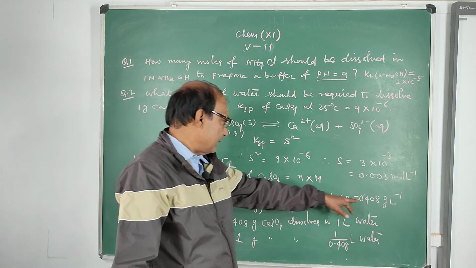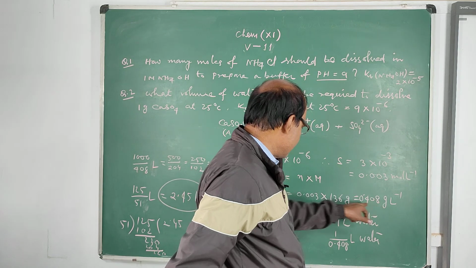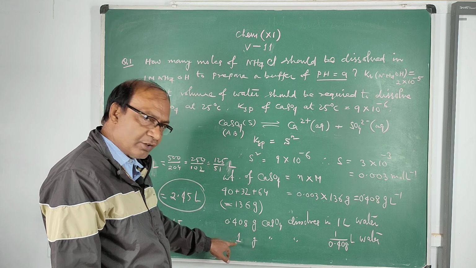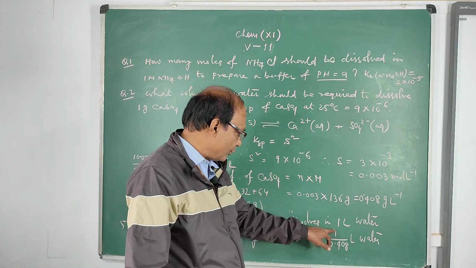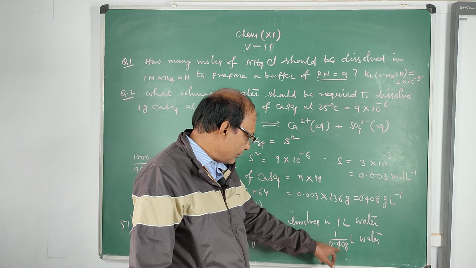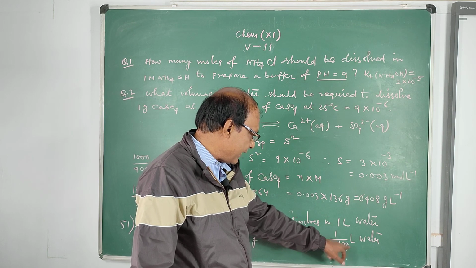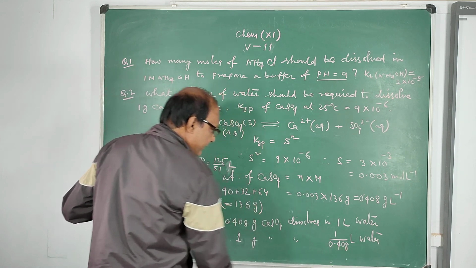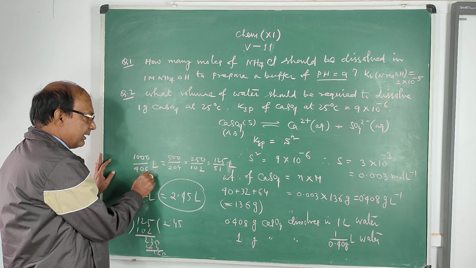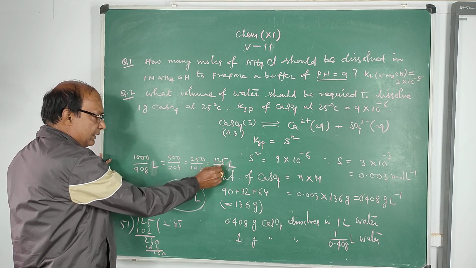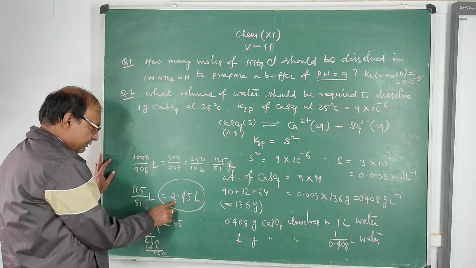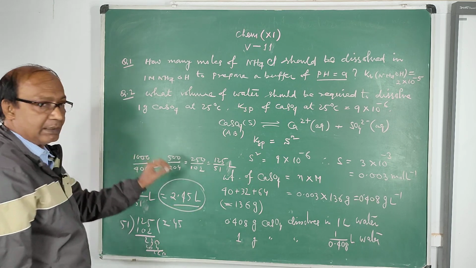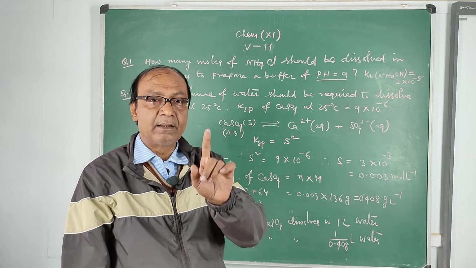This is clear here that 0.408 gram calcium sulfate dissolves in 1 liter water. Therefore, to dissolve 1 gram calcium sulfate, you need 1 by 0.408 liter water, which means 1000 by 408 liter. We come to know that it is 125 by 51 liter. Calculation shows that it is 2.45 liter. So 2.45 liter water should be added to 1 gram calcium sulfate.